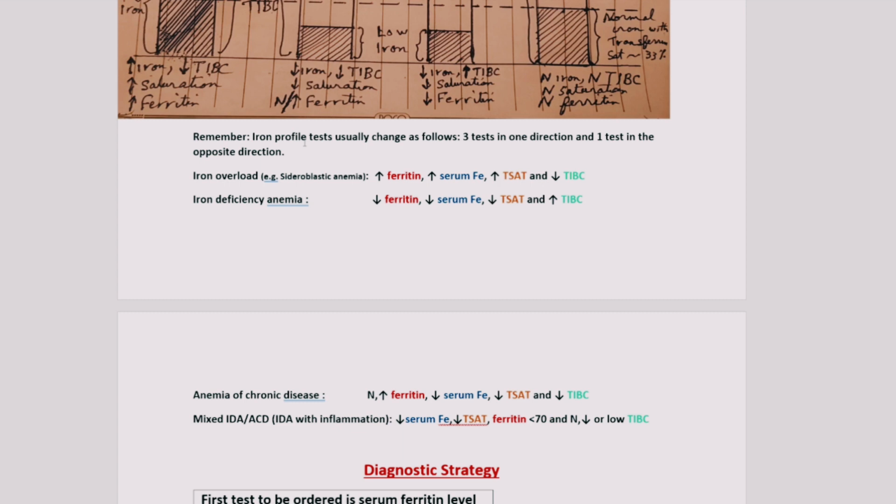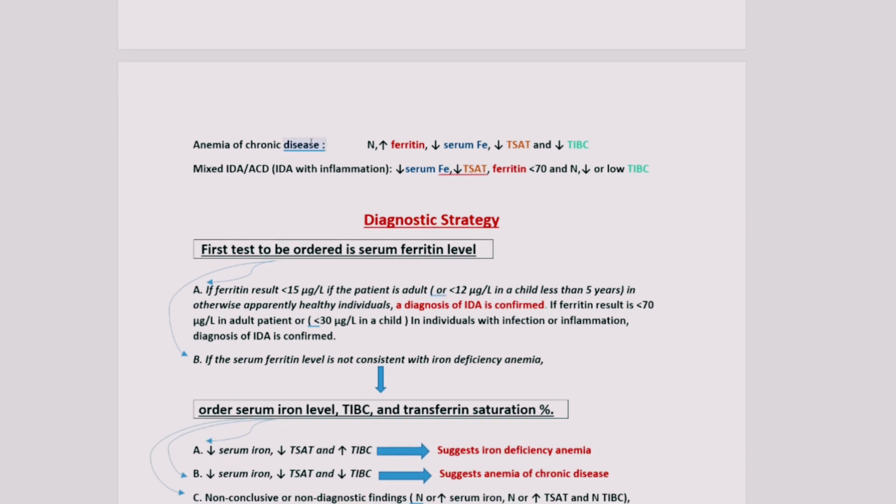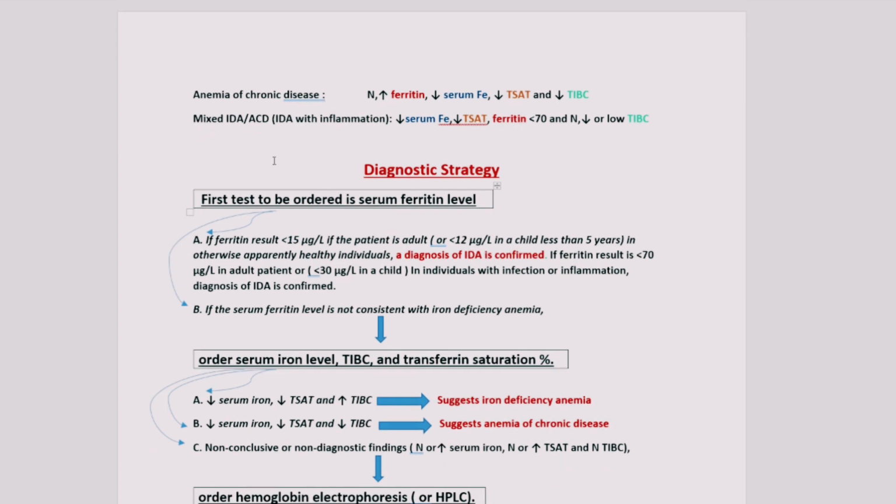Remember that iron profile tests usually change as follows: 3 tests in one direction and 1 test in the opposite direction. In iron overload, ferritin is high, the other 3 tests are low. In iron deficiency anemia, TIBC is high and the other 3 tests are low. In anemia of chronic disease, ferritin is high and the other 3 tests are low. In mixed iron deficiency anemia and anemia of chronic disease, let's say iron deficiency anemia with inflammation, serum iron is low, saturation is low, ferritin is less than 70, and TIBC is normal or low.